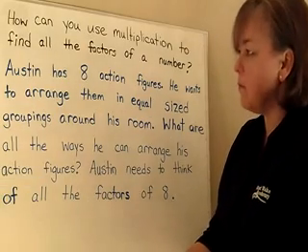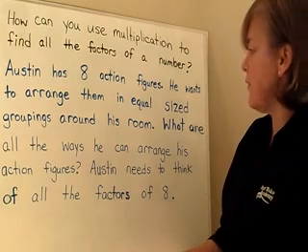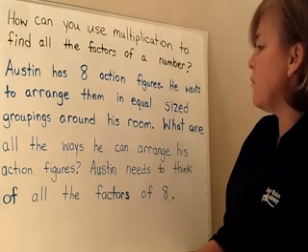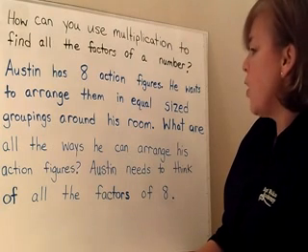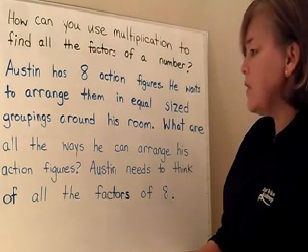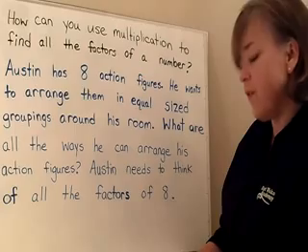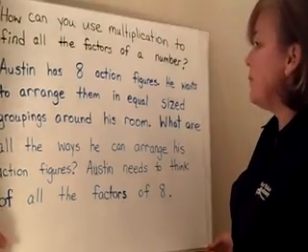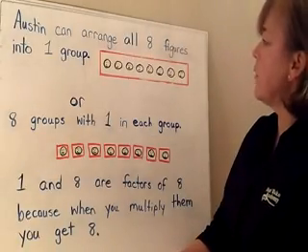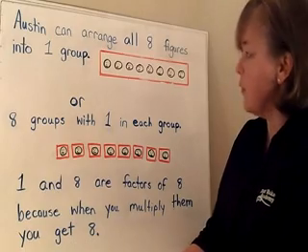Let's look at this story problem. Austin has 8 action figures. He wants to arrange them in equal-sized groupings around his room. What are all the ways he can arrange his action figures? Austin needs to think of all the factors of 8. Austin can arrange all 8 figures into one group.